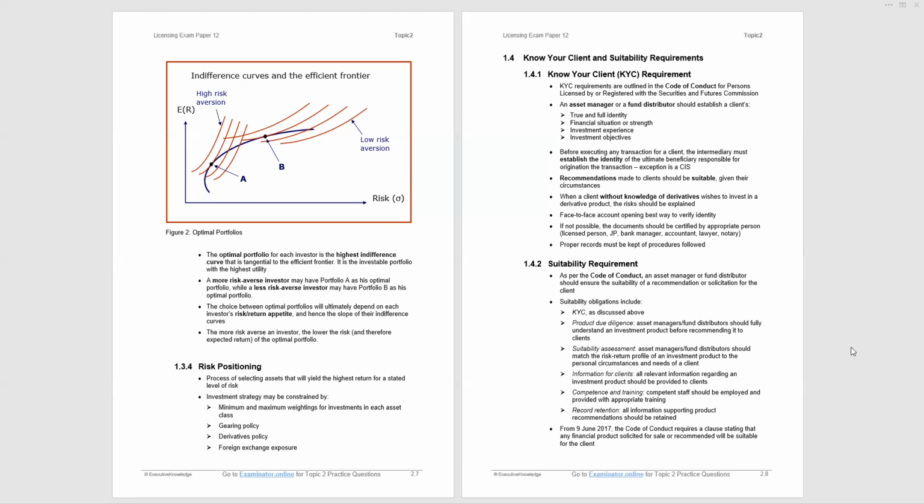Information for clients, all relevant information with regard to an investment product should be provided to the client. With regard to competence and training, competent staff, goes without saying really, should be employed and provided with appropriate training. And the record retention, all information supporting the recommendation with regard to the product should be retained. So this is from the code of conduct, what you should be aware of when you are giving advice to clients. You should follow all these suitability obligations.